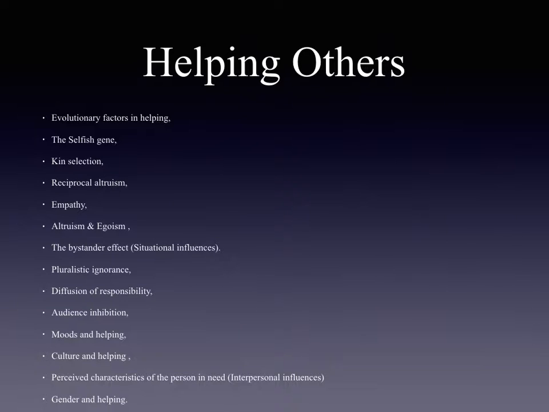Helping others. And here are some of the most important topics that are found in the chapter. These are evolutionary factors in helping, the selfish gene, kin selection, reciprocal altruism, empathy, altruism, and egoism, the bystander effect, pluralistic ignorance, diffusion of responsibility, audience inhibition, moods and helping, culture and helping, perceived characteristics of persons in need, and gender and helping. I'll be talking about them here in the following slides.